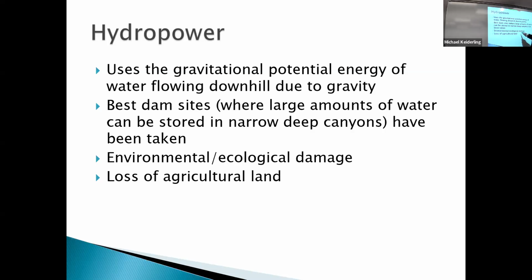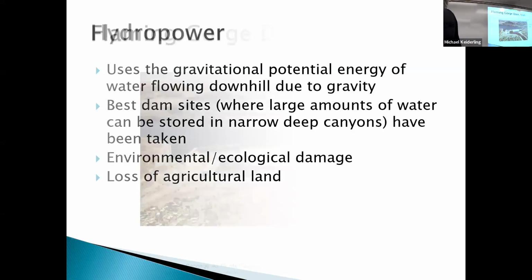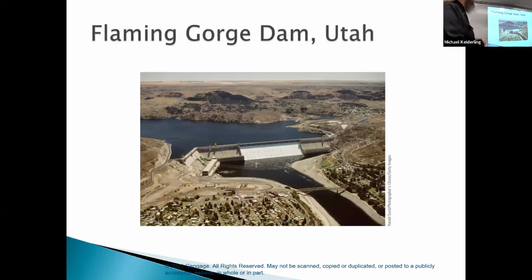Building a dam causes significant environmental and ecological damage because you cut off the flow of a river, you redirect the flow of a river, and you flood a big area behind the dam. It tends to cause significant loss of agricultural land because a lot of agricultural land is in floodplains or along rivers. Here's an example. This is the Flaming Gorge Dam in Utah.